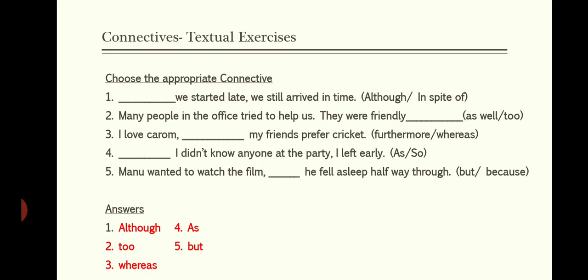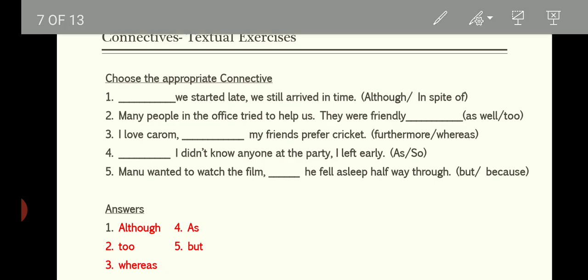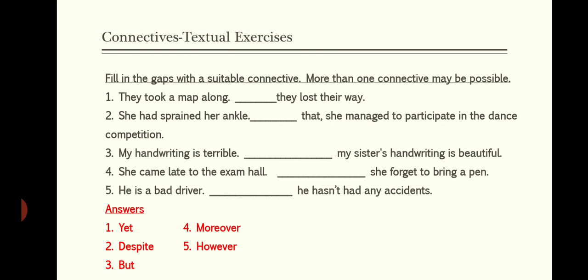Fifth one. Manu wanted to watch the film. Dash, he fell asleep halfway through. He wanted to watch the film, but what happened? He fell asleep halfway through. So the connective to be used there is but. Manu wanted to watch the film, but he fell asleep halfway through. Let us go to the next exercise. Fill in the gaps with a suitable connective. More than one connective may be possible. We can use more than one connective because many connectives have the same meaning.